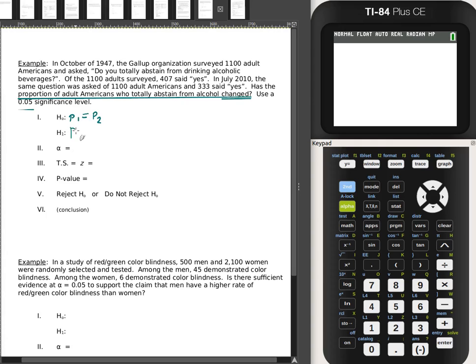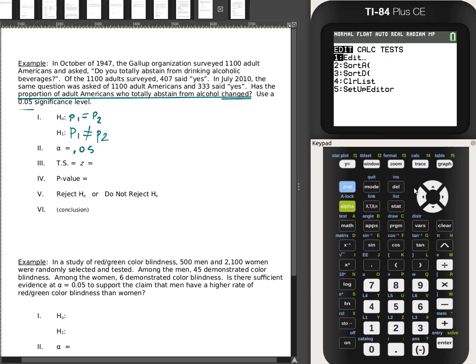And then for the alternative hypothesis, it says we're just testing whether it has changed. So we want to say is not equal. We're not talking about whether it's increased or decreased, only if it has changed. And then alpha we saw is 0.05. We get that one there. And now we're ready to just go straight into the calculator with this one.